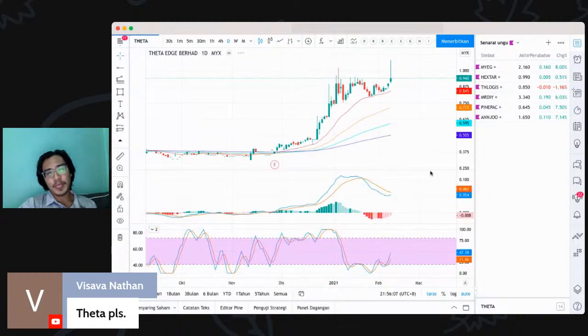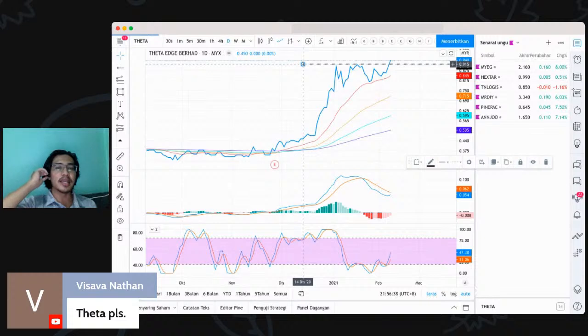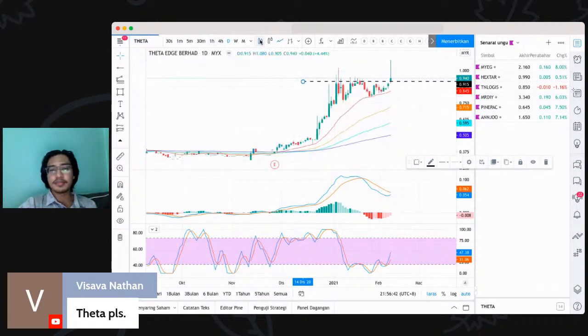Okay, all right. For Theta, we consider this a false signal. Whenever we see a breakout and the breakout fails, this is the trading range. If you're not sure where the trading range is, you can change to line chart and see where the range is. So here you can see that the range is 915. Okay, you change to candlestick again.